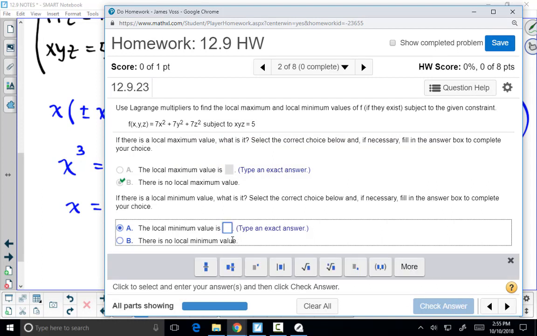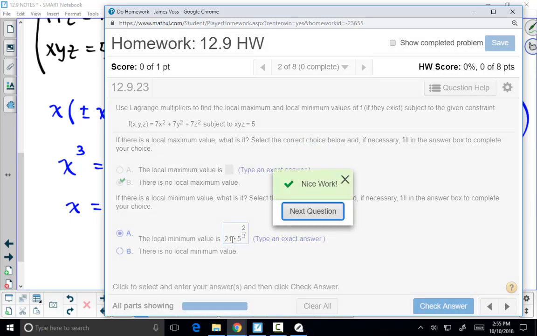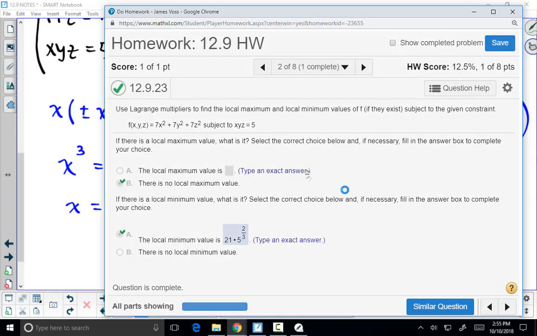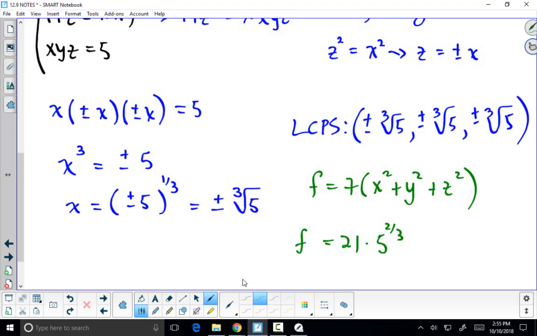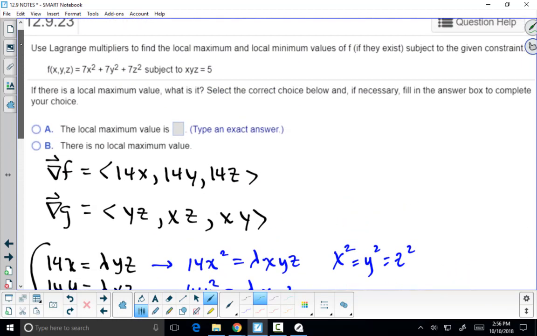How do we know? What did we say the value was? 21 times 5 to the 3 halves, I think? Or 2/3. Was it 2/3? Yeah, 2/3. I wonder if it'll take that. Oh, it will. Okay, so here's how we decide. Because all of the variables are positive? When we look at this up here, I don't know, we should be able to analyze.